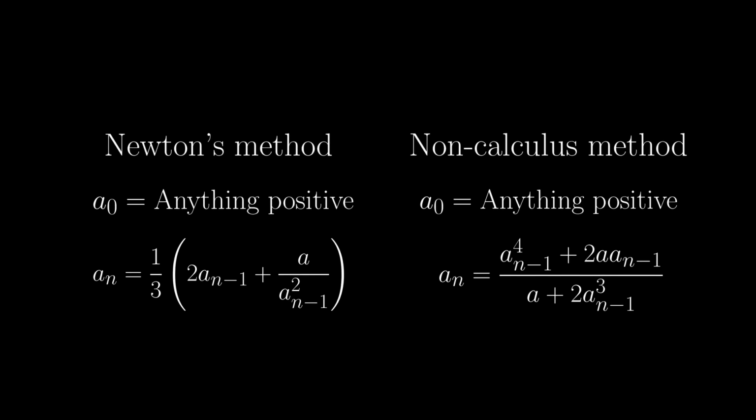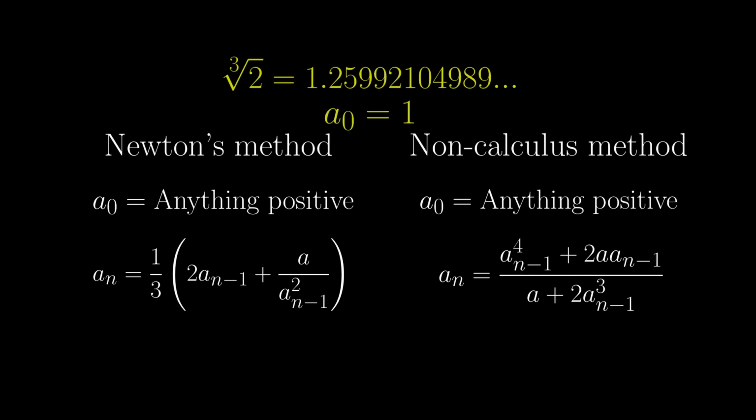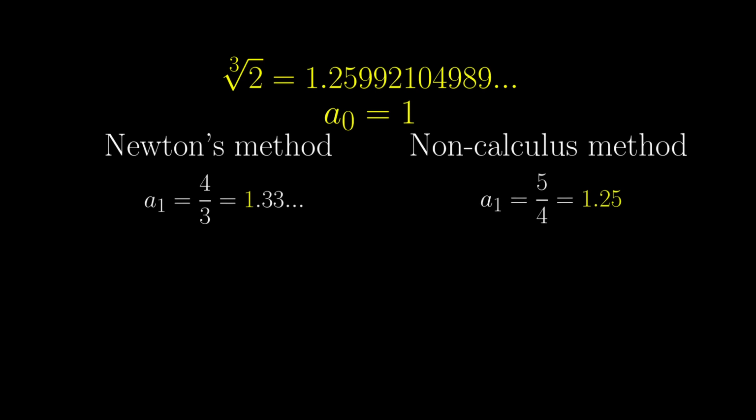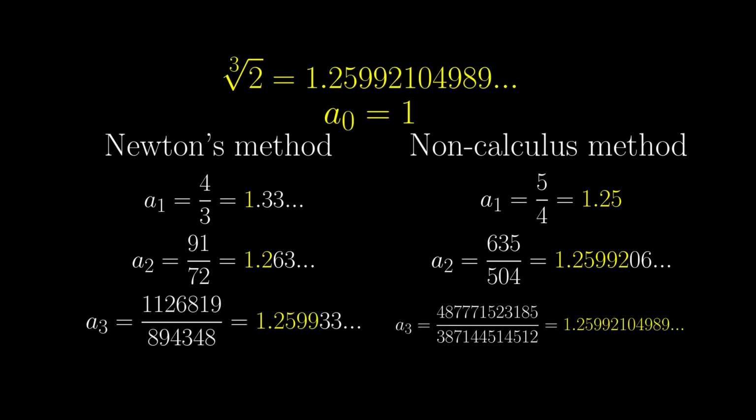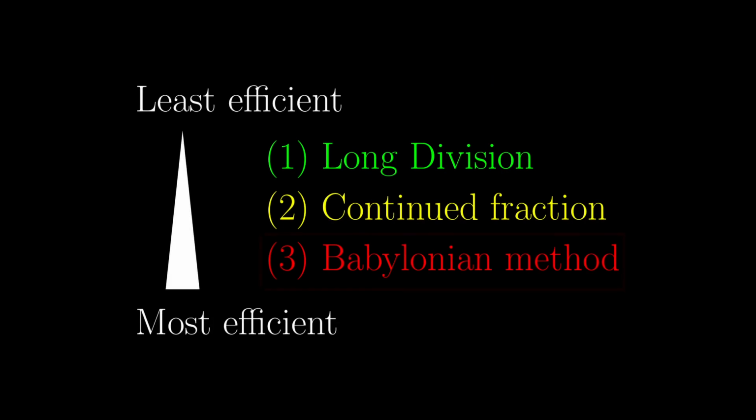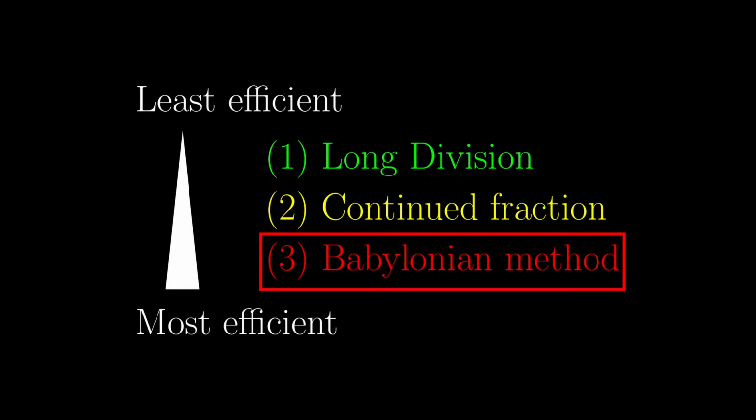To make the comparison fair, we use both methods to approximate the cube root of 2, using the initial guess 1. Now only with the first few iterations it is very clear that the non-calculus method is the winner, as it can produce 20 correct digits within only 3 iterations. So now, among the 3 different methods to calculate square roots, only Babylonian method can have a generalized version for cube roots that is practical for use.